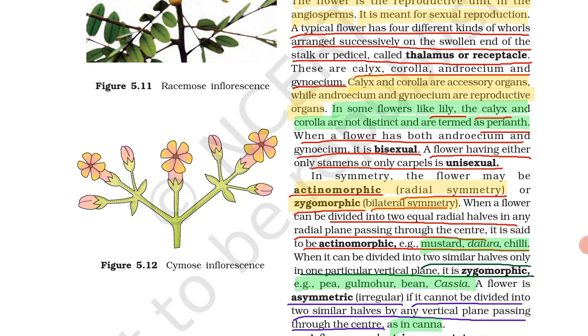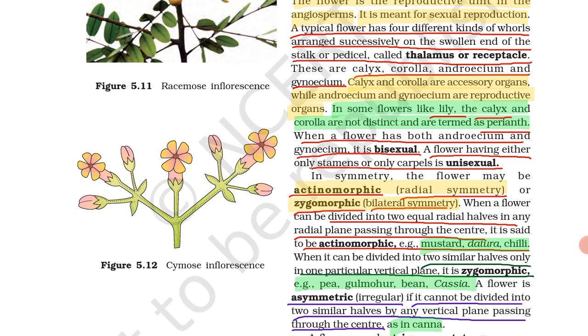When we cut a chili through the middle, it divides into two equal halves. When we pass a plane through this chili, it divides into two equal halves, so it is an example of actinomorphic symmetry. Mustard, chili and dhatura are the examples of actinomorphic symmetry.